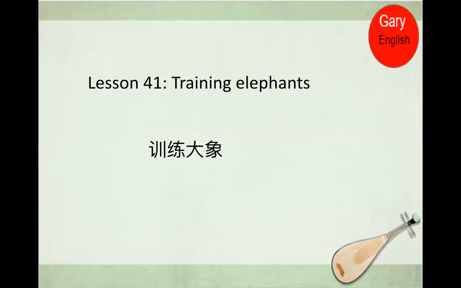Lesson 41. Training Elephants. First listen and then answer the following question. At what point does the training of a captive wild elephant begin?